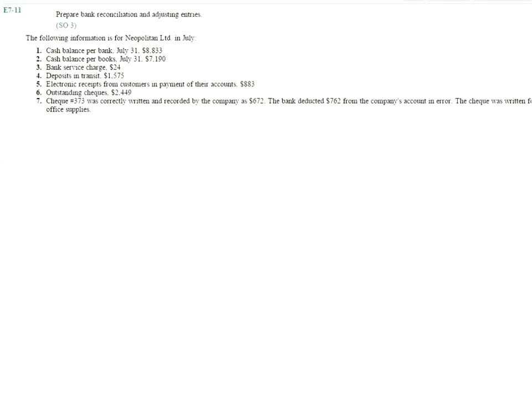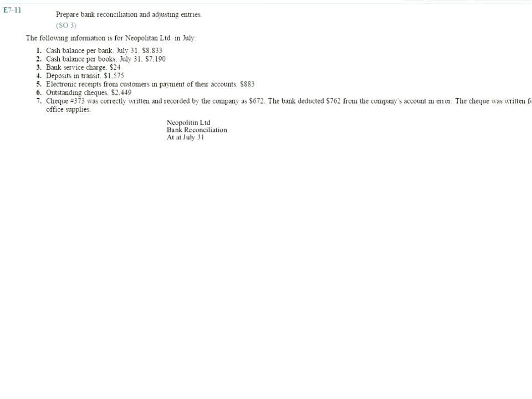So let's look at a bank reconciliation for Neapolitan Limited for July. We have the following transactions. So we have cash balance as per the bank. We have the book balance as per the company records. And we have a number of different transactions that have come to light. So just like any statement, we're going to start off with our title, Neapolitan Limited, Bank Reconciliation, and it's as at a specific date, July 31st.